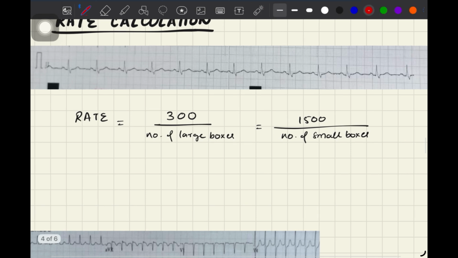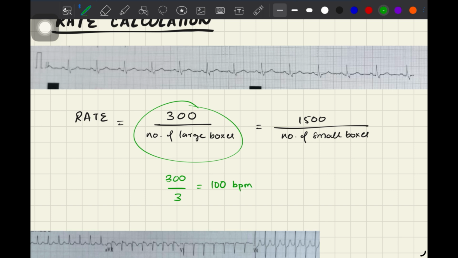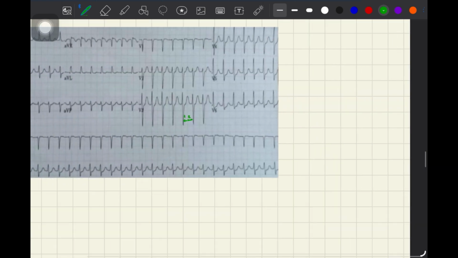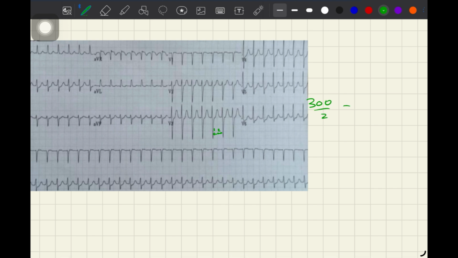So the formula is 300 divided by the number of large boxes, or 1500 divided by the number of small boxes. I prefer this formula, it's easier. So if there were 3 large boxes in between, that means the rate is 100 beats per minute, right? Let's take another example. Over here it's only 2 boxes, 1, 2. So it is 300 by 2, which is 150 beats per minute, tachycardia.